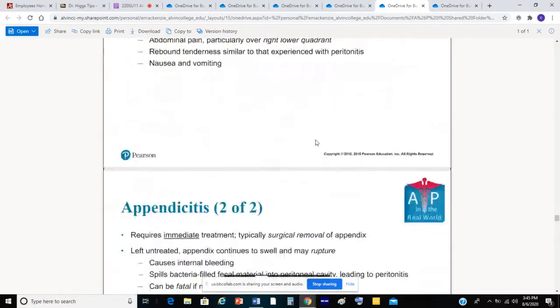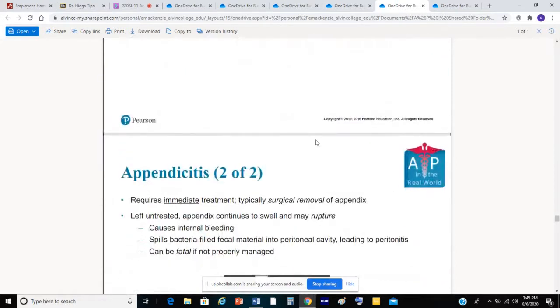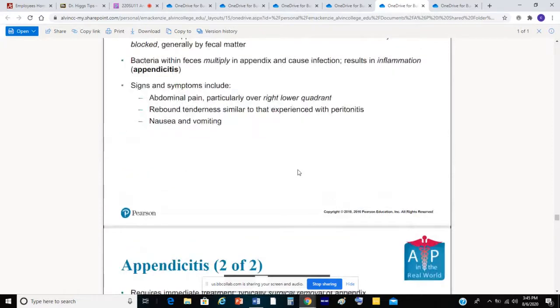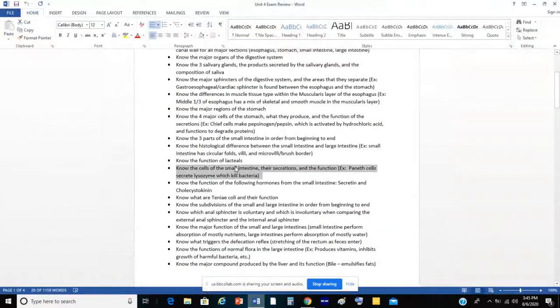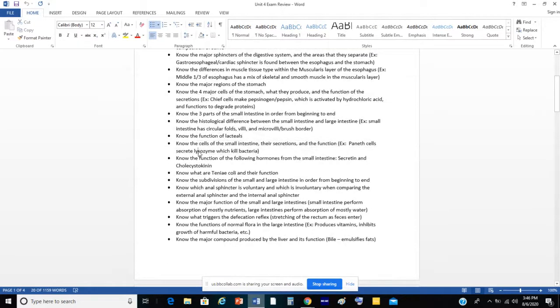So those are really the products of the small intestine. Don't worry about the cells themselves. There will not be a question asking what are the cells of the small intestine. Just know those major products: cholecystokinin, secretin, and VIP. All right. So I know I wrote lysozyme, which kills bacteria. We know that's coming from our saliva, helping us to kill bacteria.